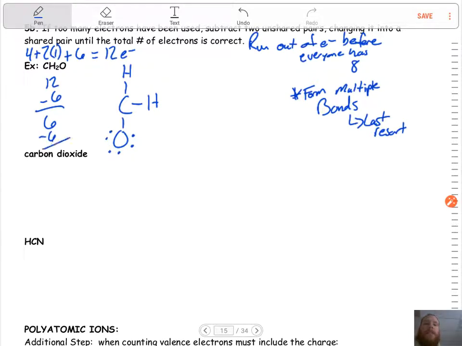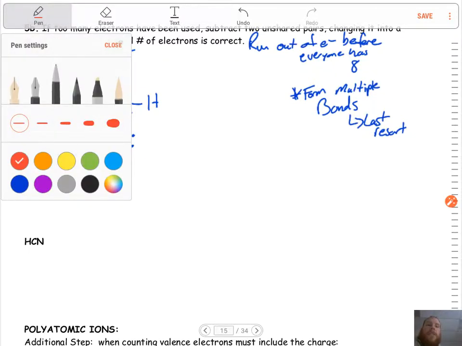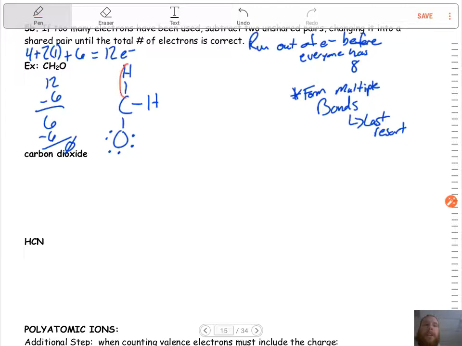There's 6. Now I don't have any left. At this point, is everybody happy? Hydrogen's got 2, that guy's happy. This hydrogen has got 2 as well. Oxygen's got 2, 4, 6, 8, so he's happy. Carbon, though, has got 2, 4, 6. It doesn't have 8, and we've run out of electrons, so what are we going to do?